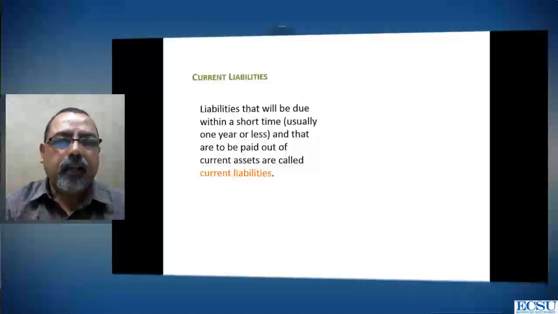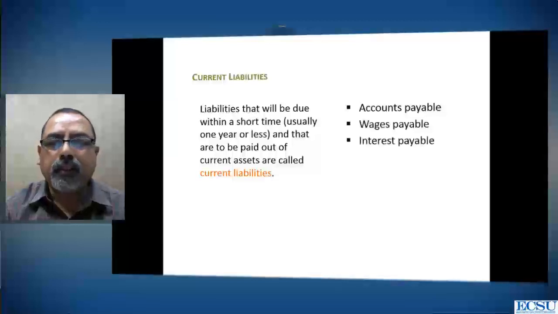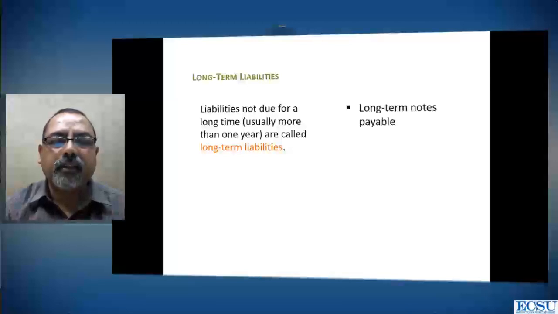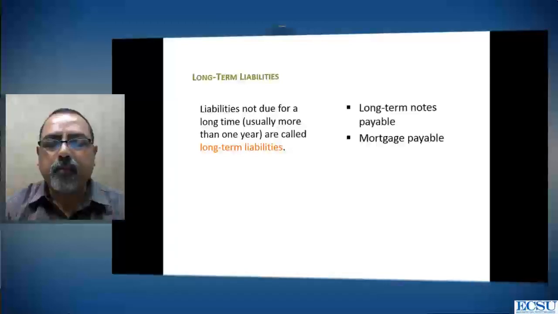Next heading is the current liability. As I have said to you, those are liabilities which are payable within a short period of time, that is usually 1 year or less, and that have to be paid out of the current assets. So those are current liabilities. Examples are accounts payable, wages payable, interest payable, unearned fees. So these are your current liabilities. And next heading would be the long-term liabilities. Liabilities not due for a long time, usually more than a year, are called long-term liabilities. Long-term notes payable or mortgage payable.